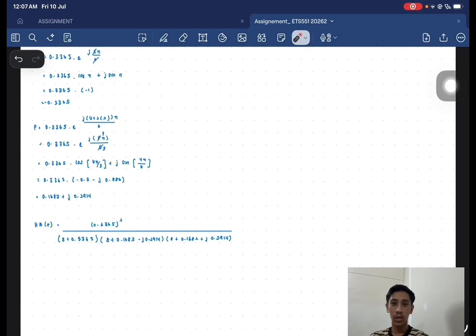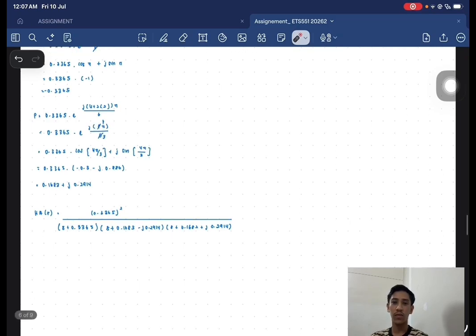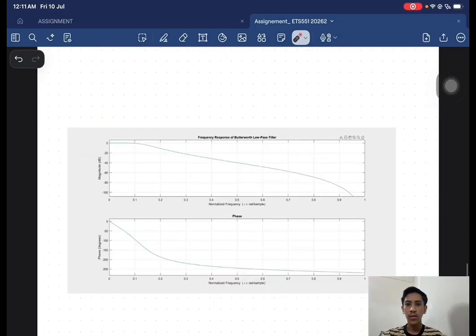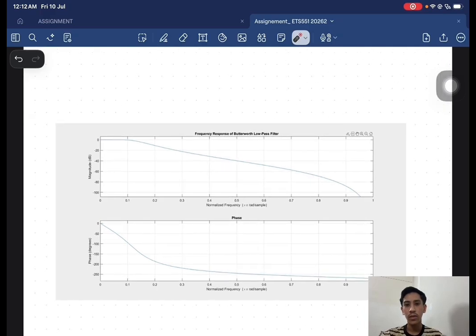After calculating the poles, I construct the transfer function H(s). The transfer function is formed by combining all the poles in the denominator and using the gain in the numerator. The equation represents the mathematical model of the designed Butterworth low pass filter. Now I present the frequency response of the Butterworth low pass filter.